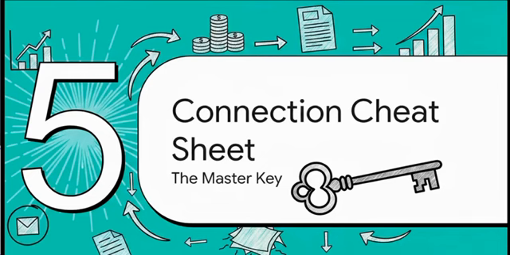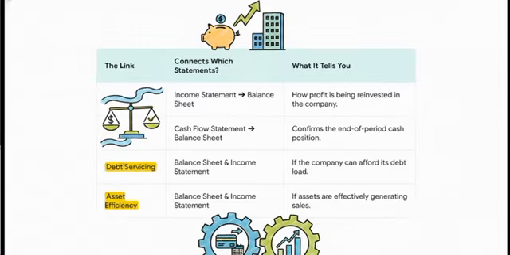Whew! All right, we've covered a lot of ground. So let's bring it all home and put it together into one master key, a little cheat sheet you can use as a study guide to lock in these critical links. And here it is. Retained earnings links the income statement to the balance sheet, showing how profit is reinvested. The cash balance links the cash flow statement back to the balance sheet, proving the numbers are accurate. And combining the balance sheet and income statement lets you do powerful analysis, like checking if a company can afford its debt, or if its assets are actually being productive. This right here, this is your go-to guide.